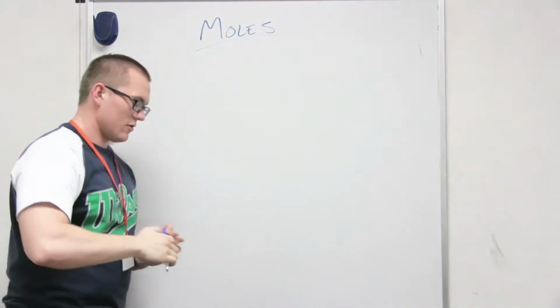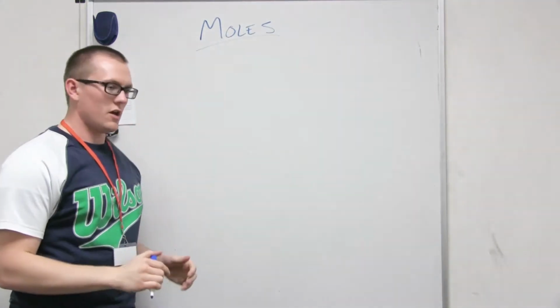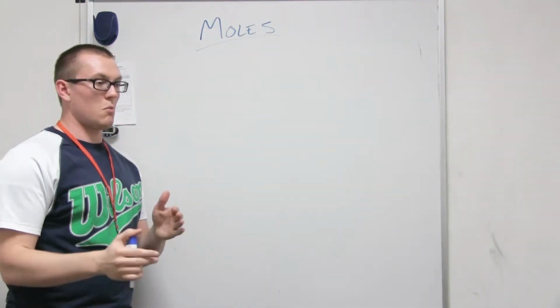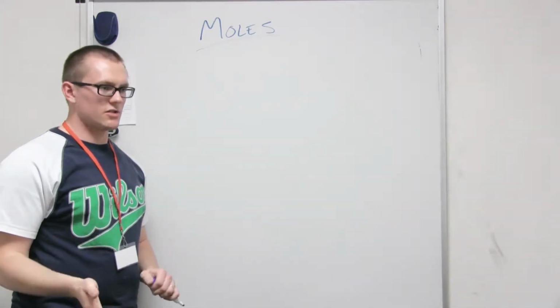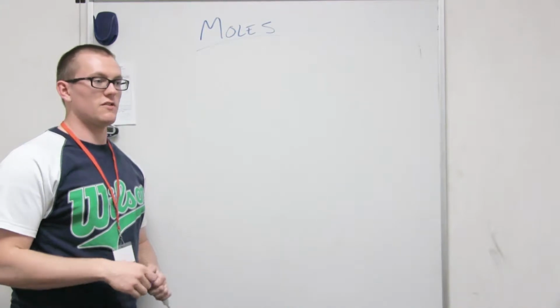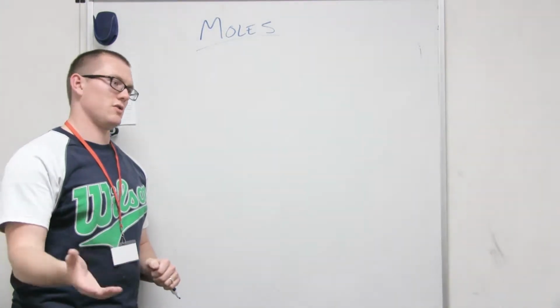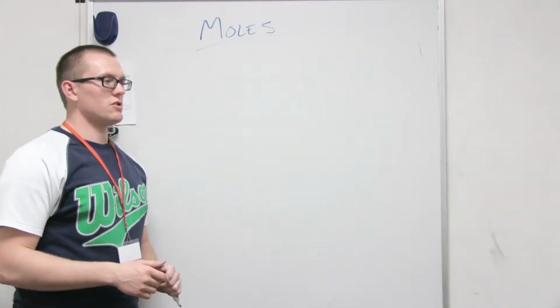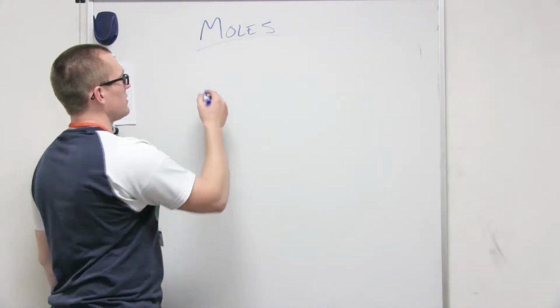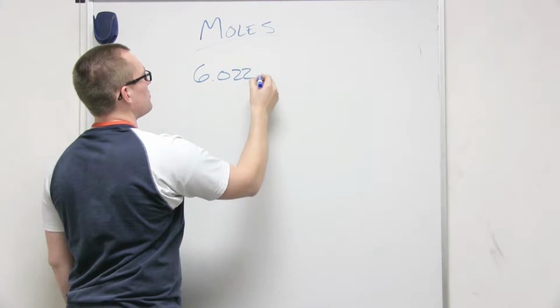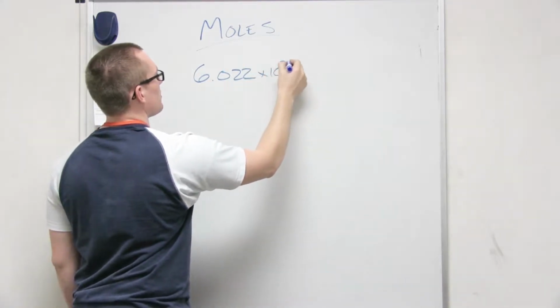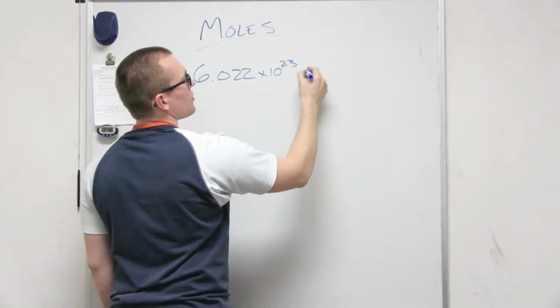Moles. Okay, so the way that I think about a mole of something is, you know how we use the word dozen to describe 12? You think of a dozen eggs, that means there's 12 eggs, right? And so a mole just basically means that there is 6.022 times 10 to the 23rd parts.